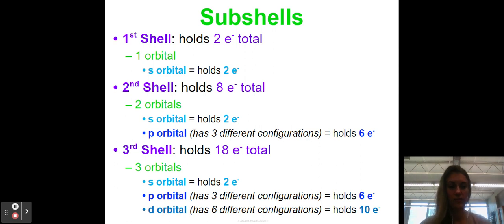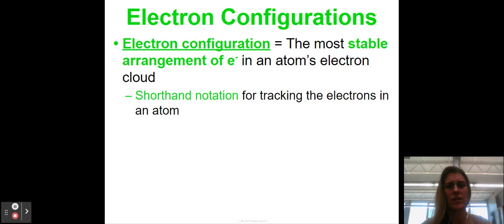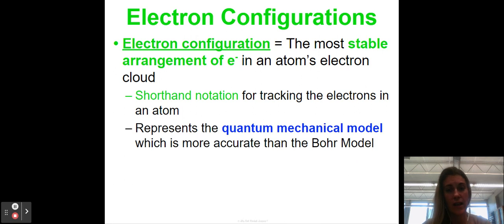So we'll take notes on this first, and then we'll practice and see how the periodic table figures in to all this. All right, an electron configuration is the most stable arrangement of electrons in an atom's electron cloud. It's a shorthand notation for tracking the electrons in an atom, and it represents the quantum mechanical model, which is more accurate than the Bohr model.